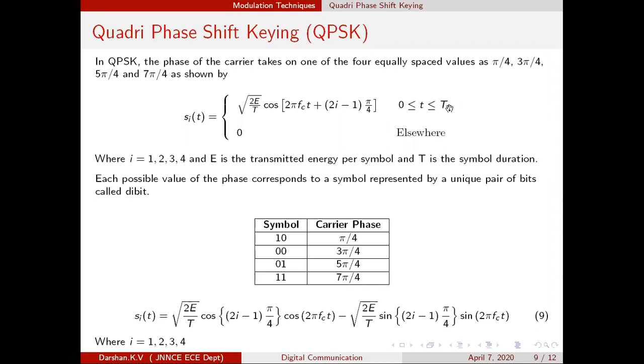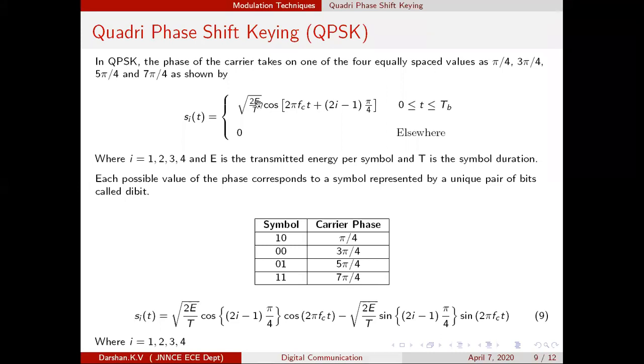Why T? Because what does Tb represent? It represents the bit duration. Tb refers to bit duration, but over here we are supposed to use T. Why? Because we are concerned about the symbols. Therefore, here you should write 0 less than or equal to t, less than or equal to capital T, instead of Tb.